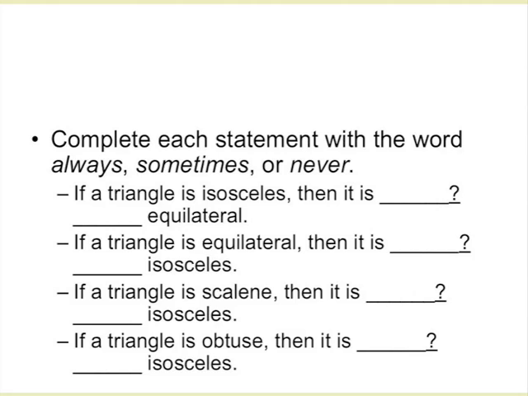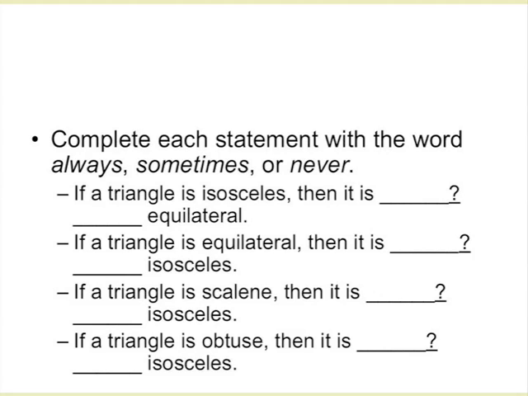If a triangle is isosceles, then it is blank equilateral. What did isosceles mean? Isosceles means at least 2 sides are congruent. So there's an important phrase that a lot of people are leaving out, the "at least." Isosceles means at least 2 sides are congruent. What does equilateral mean? All 3.